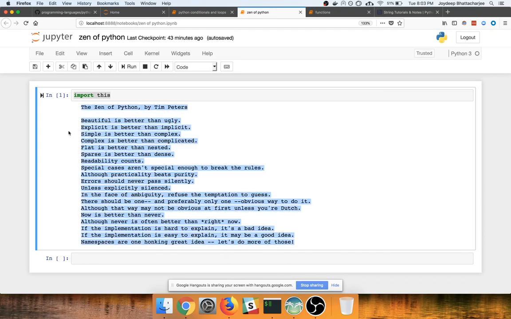So, any comments on this? Which one do you like the best? Like those in the first, like beautiful is better than ugly, and the explicit one, the simple one, the top ones. By the way, the top is meant to supersede the lower one. So for example, in this case, practicality beats purity, or in the face of ambiguity. If two are in contrast or in conflict with each other, then you take the higher one.